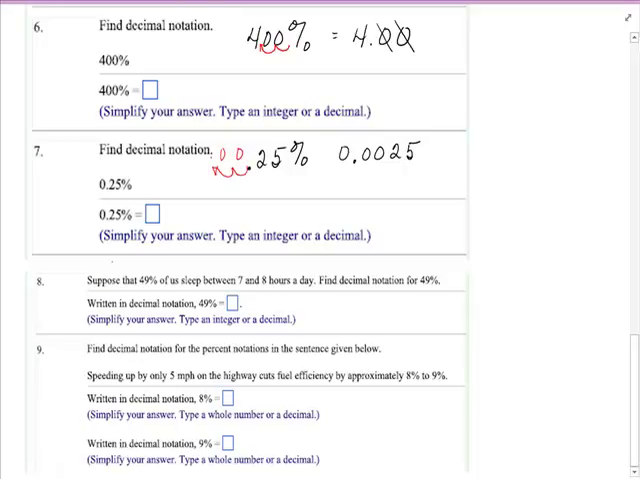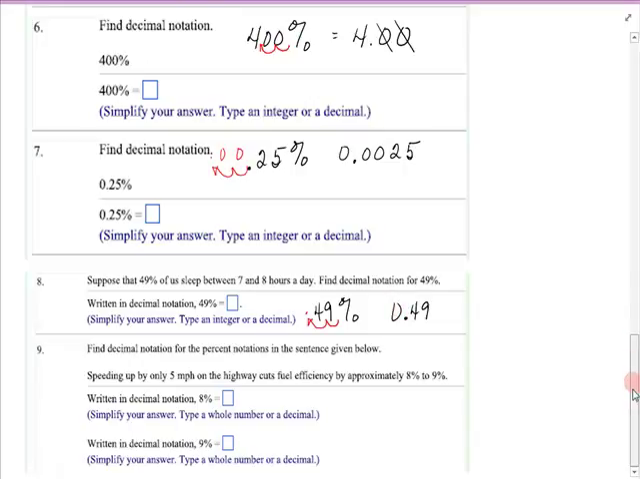All right, a couple of word problems, but not really. These are the same kinds of problems. They're just embedded in a scenario. Suppose that 49% of us sleep between 7 and 8 hours a day. Find the decimal for 49%. That's all it's asking you to do. So if I have 49% and I pick up the decimal and I go 1, 2 places to the left, I get 0.49, 0 in front for safety.